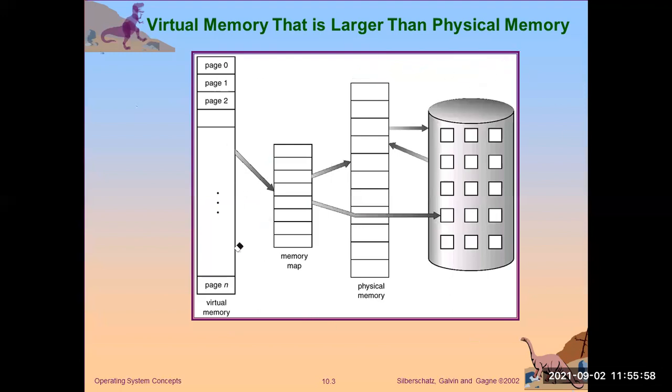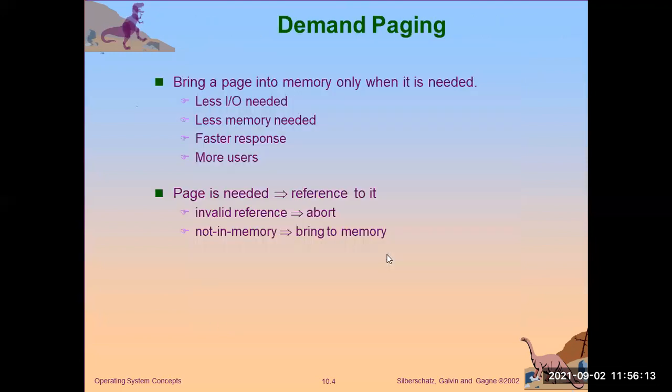This particular diagram shows how virtual memory is larger than physical memory. It will act as physical memory whose size is much larger. As we have already discussed, the concept of virtual memory can be implemented by two methods: demand paging and demand segmentation. So let us discuss the very first method, which is demand paging.